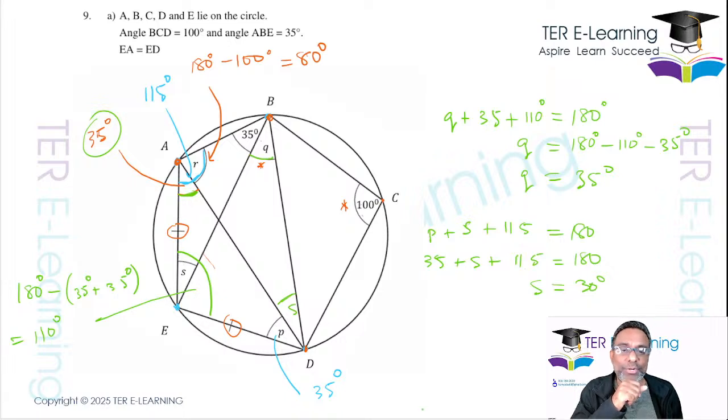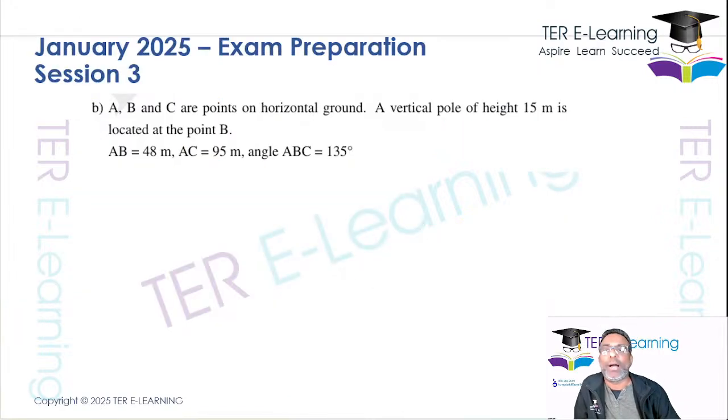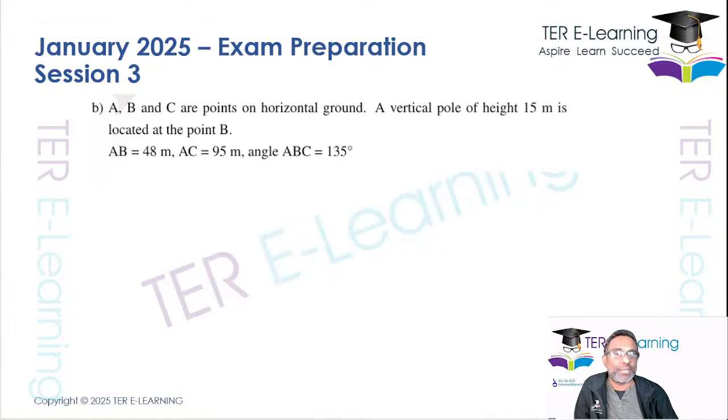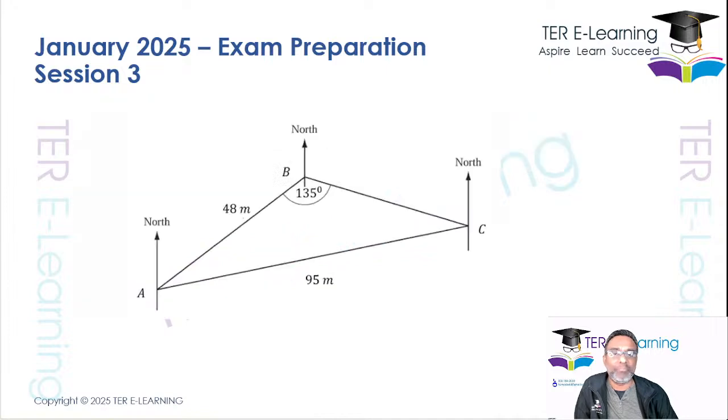Yeah, so I know you're all getting tired, so let me just breeze through as fast as I can. Let's jump on to this one here now. We have A, B, and C as points on a horizontal ground, and we have a vertical pole of height 15 meters located at the point B. So there's a pole there.